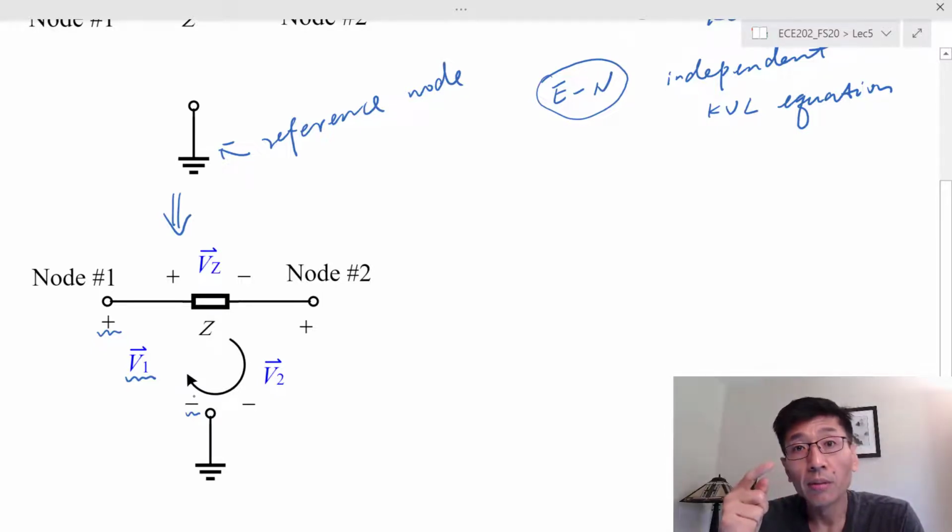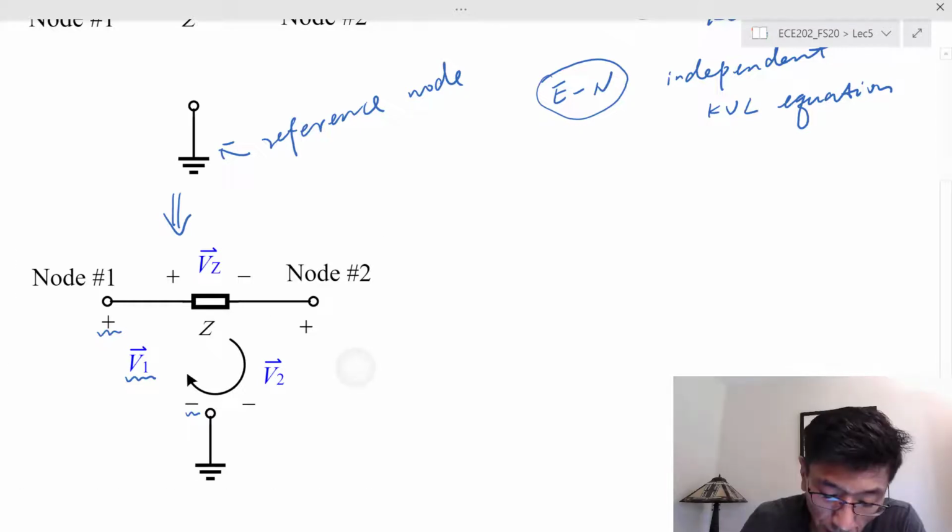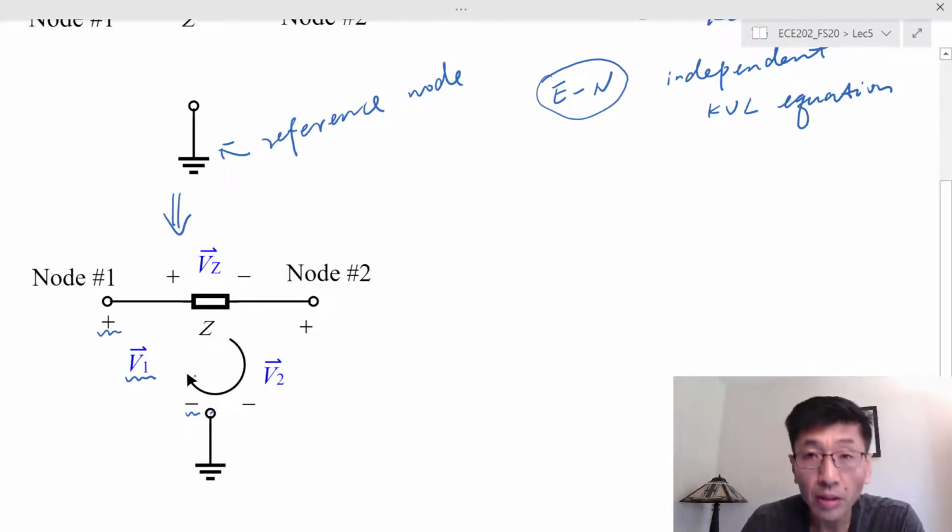If you remember, when we talked about the element constraints and the connection constraint, we talked about voltage rises and voltage drops, right? So from node 1 to the reference node, the voltage drop is V sub 1. That's what this node voltage really means. And the second one is the same thing for node voltage V sub 2. From node 2 to the reference node, the voltage drop is V sub 2. Okay, that's what it really means.